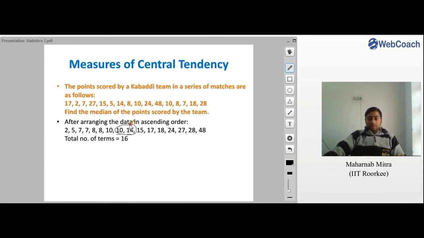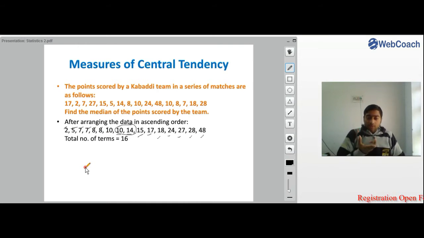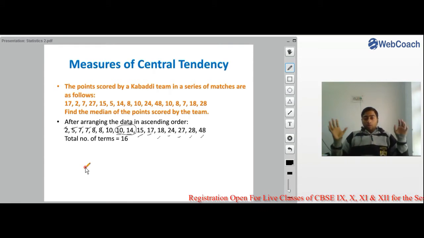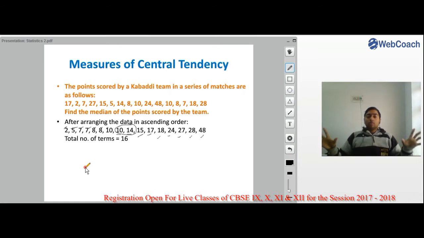You can see if we take these two terms as the central terms, there are 1, 2, 3, 4, 5, 6, 7 terms which are ahead of the number. There are 7 terms ahead of these two numbers, and also 1, 2, 3, 4, 5, 6, 7 terms behind the number. So these two terms as a group have divided the entire group into two equal parts.